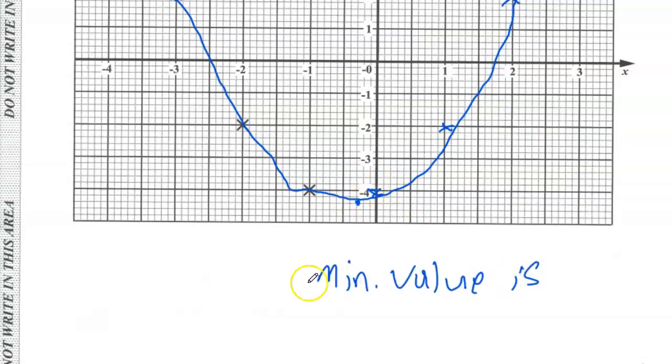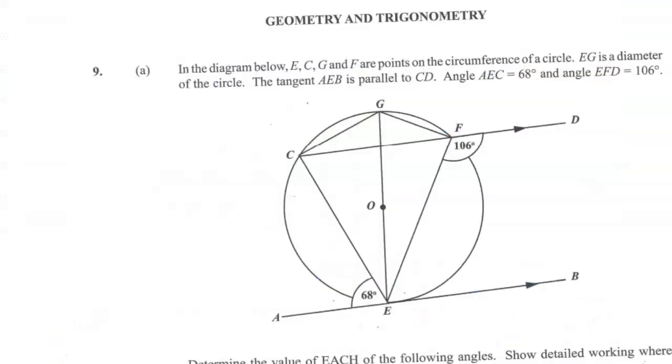And of course, is it on the y-axis? That's about minus 4.25 or approximately there. So let's move to question 9.